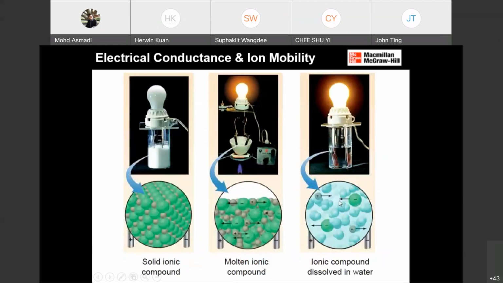So this picture shows how ionic compounds can conduct electricity in the molten state as well as dissolved in water. This is the main characteristic if you compare with the non-metals.